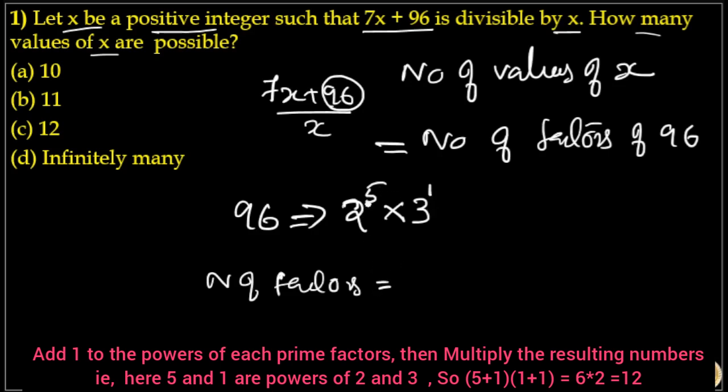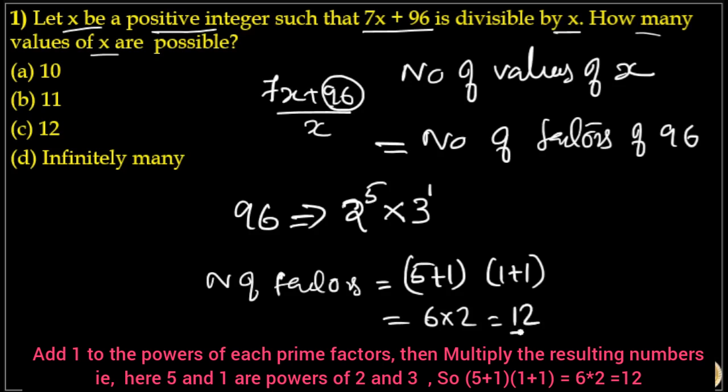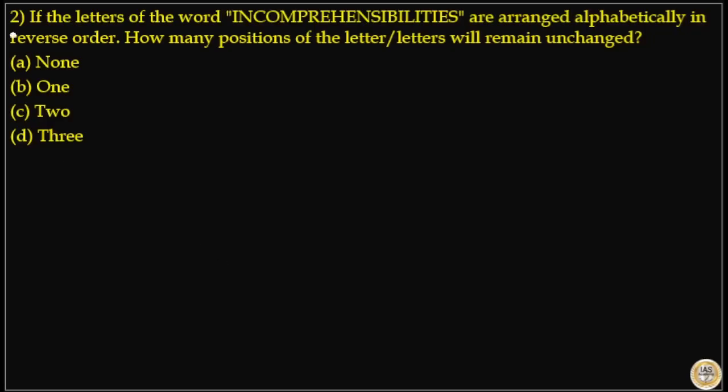That means the number of factors will be equal to (5 plus 1) into (1 plus 1), that is equal to 6 into 2, that is 12. So the number of factors of 96 is equal to 12. That means the number of values of x possible is equal to 12. So option C is your answer. Next is question number 2.